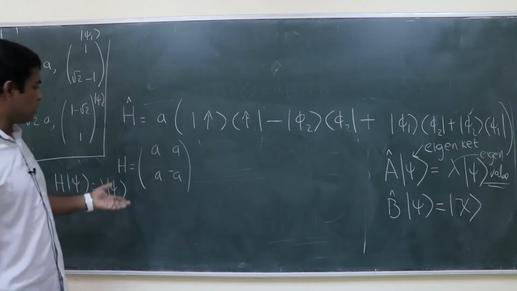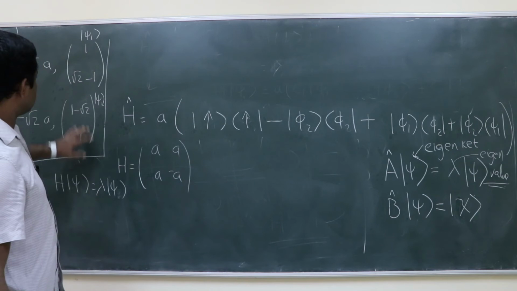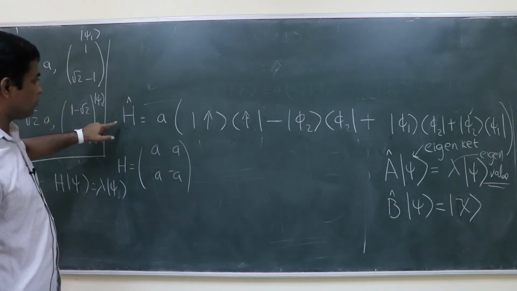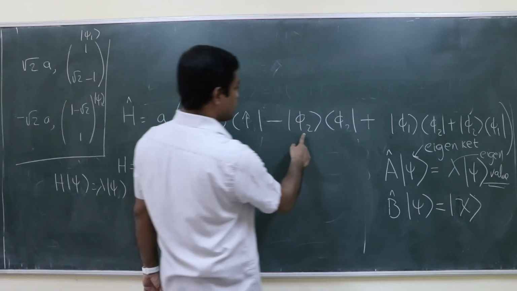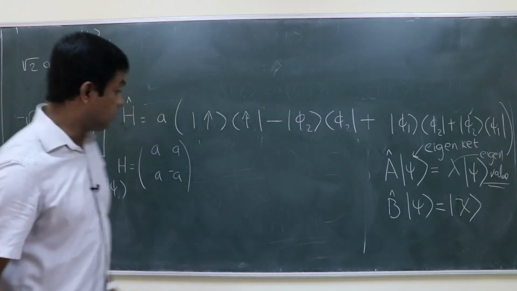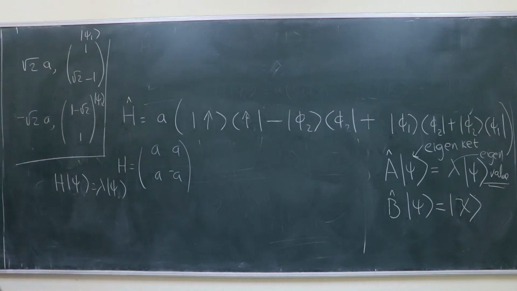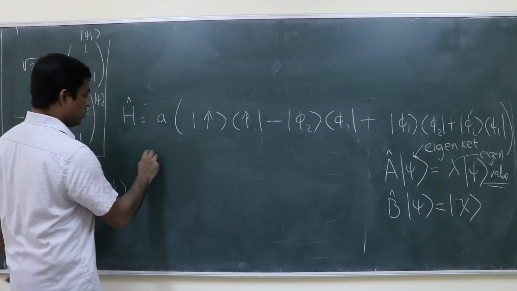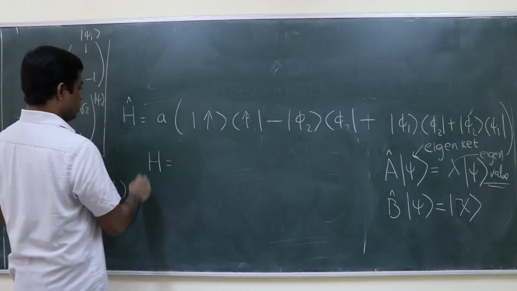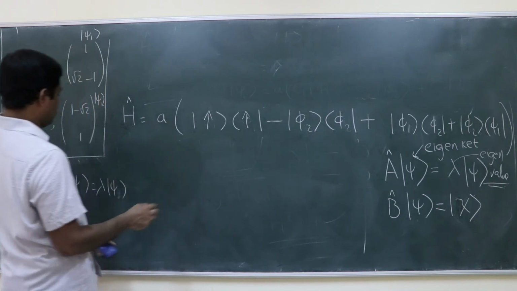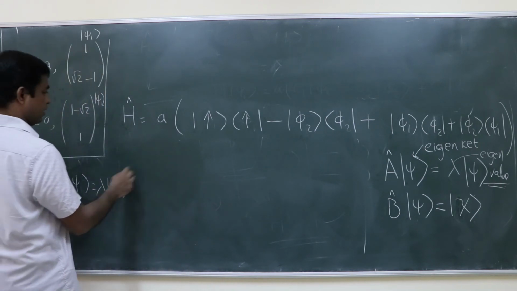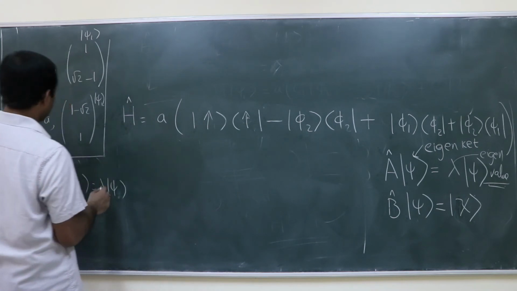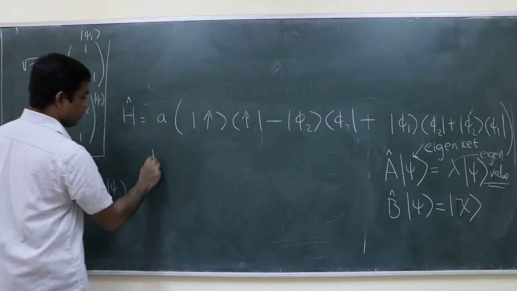So the next question is, we have got these eigenvectors like this. Can I write these eigenvectors in terms of the vectors ket phi 1 and ket phi 2? That is very easy actually. Note that there are two eigenvectors, one corresponding to root 2a and another corresponding to minus root 2a. For root 2a, you call the eigenvector ket psi 1.